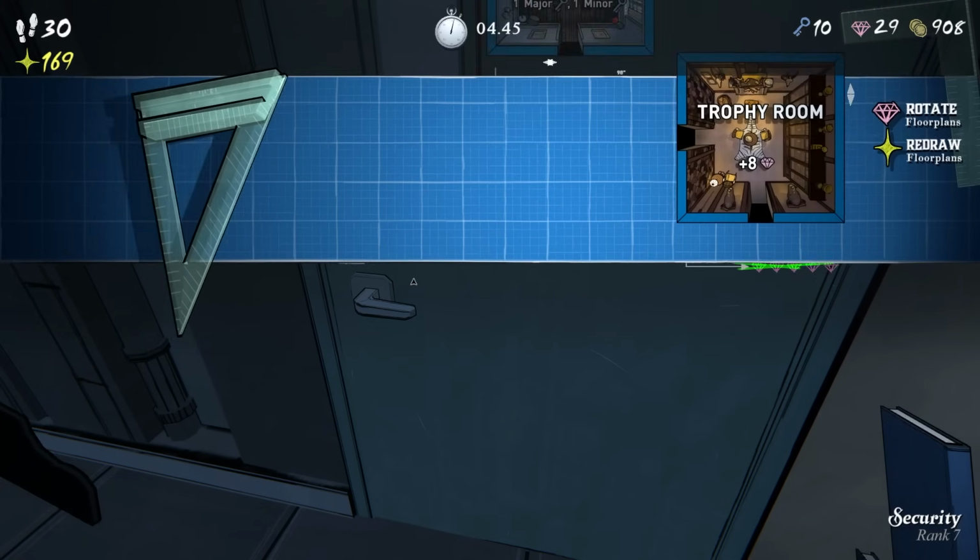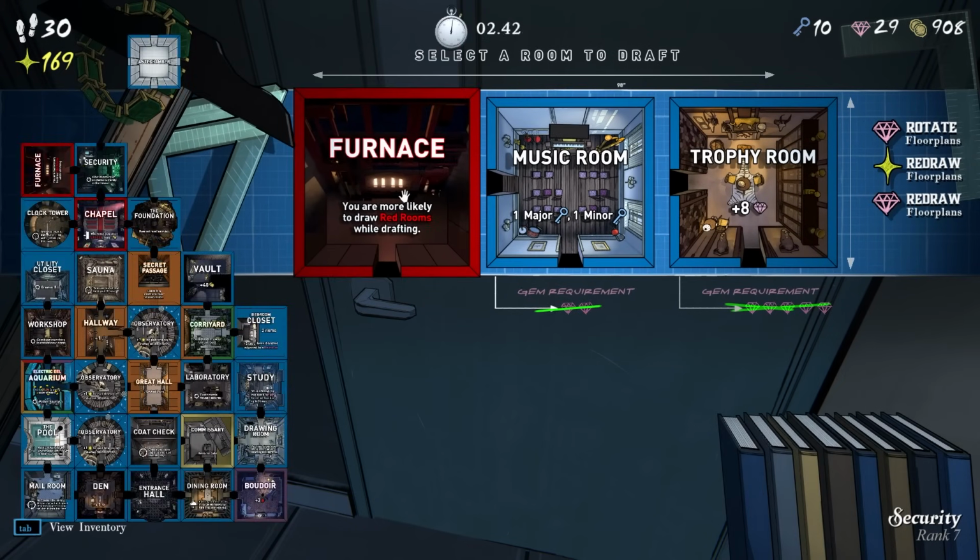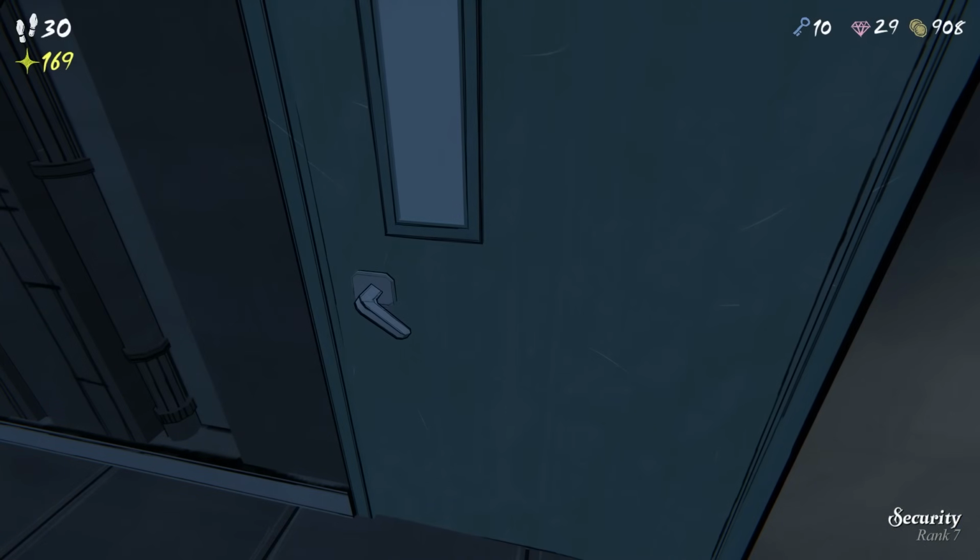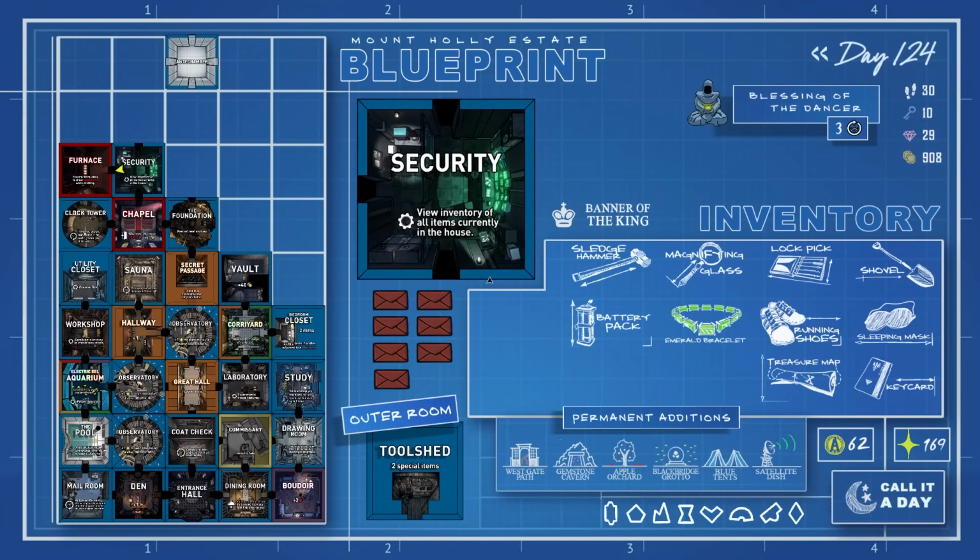Door got a little wonky there when I was trying to grab onto it. I could do the furnace. Do I want more red rooms? Not necessarily, but it is a dead end. You know? It is a dead end. So we'll do it. Now, where's that put us? I have now added another 3 to our 8, so that puts us at 11. Okay.